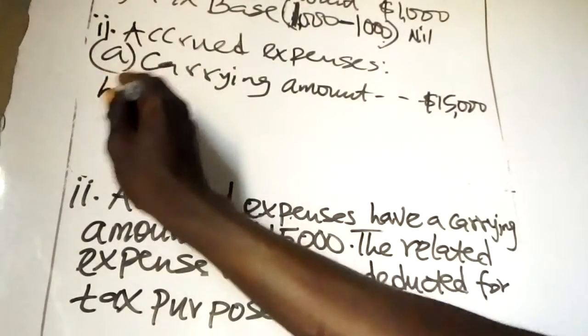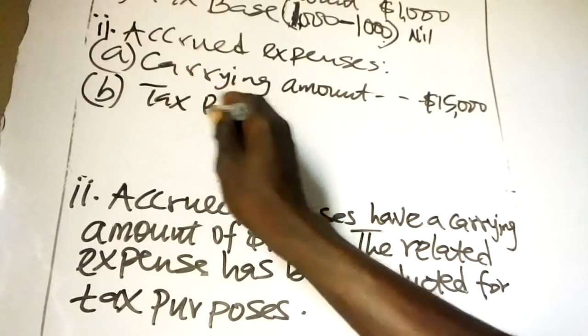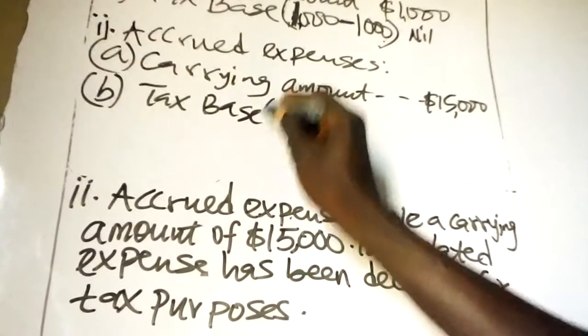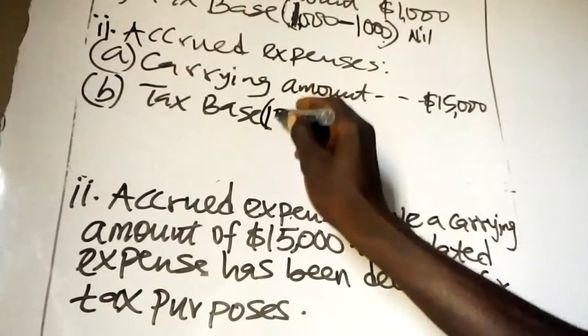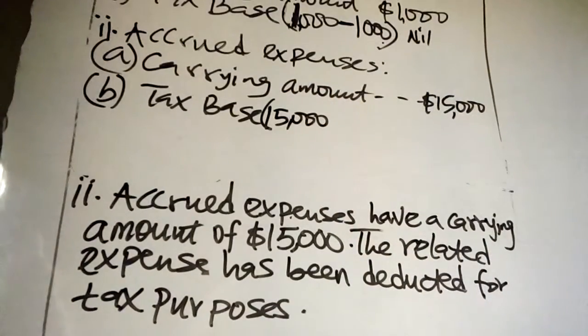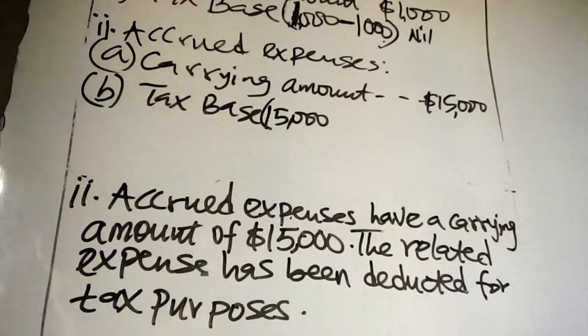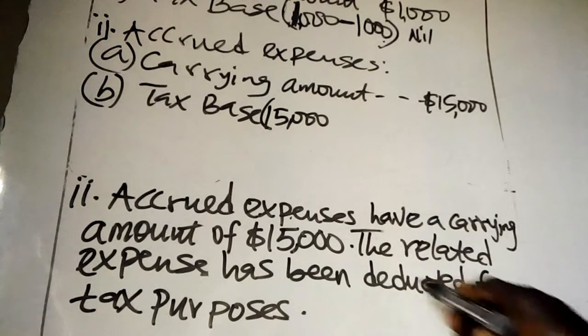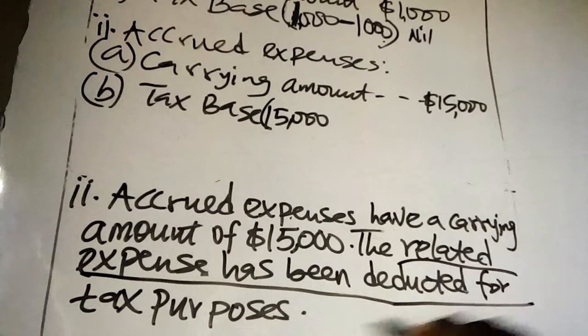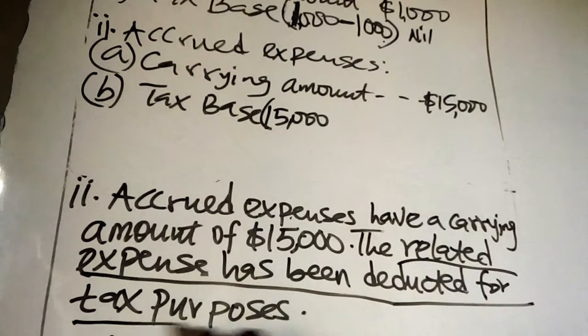The tax base, which is B, tax base. I've told you that the tax base of liability is the carrying amount, and the carrying amount is 15,000, less the amount that will be included in the tax computation in the future period. Take note, in the future period. I did not say the amount that has been included. I said the amount that will be included in the tax computation in the future period. See, the related expenses has been deducted for tax purposes.